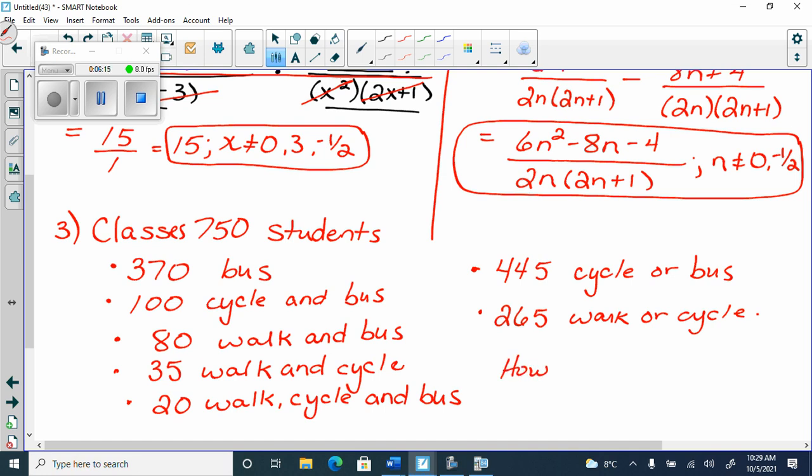How many students do not use green transportation? All three of these are green transportation.